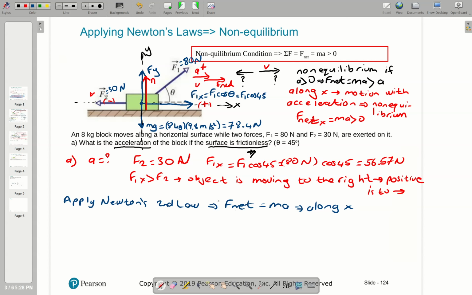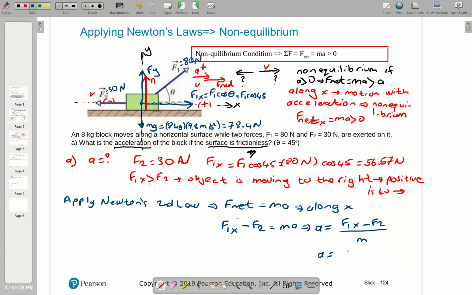Fnet will be the addition of all the forces I have, with a minus in the direction. They are forces. So F1x was positive, so it will come as positive. F2 was negative, so it will come as negative. And that's equal to m times a. From here, I'll solve for a by dividing each side by m. I'll have a is equal to F1x minus F2 divided by m, the mass.